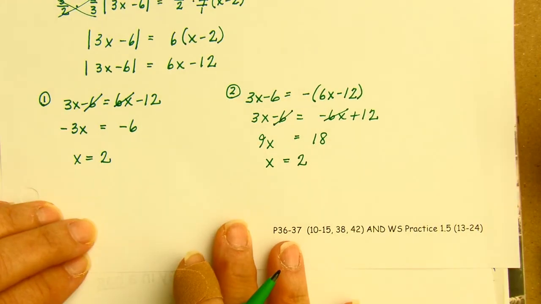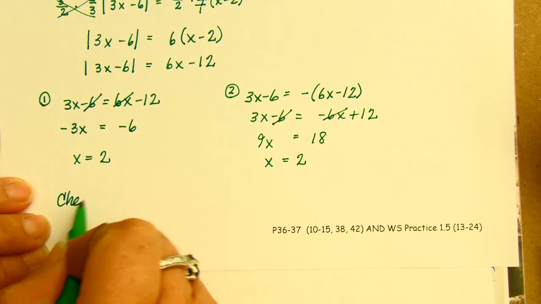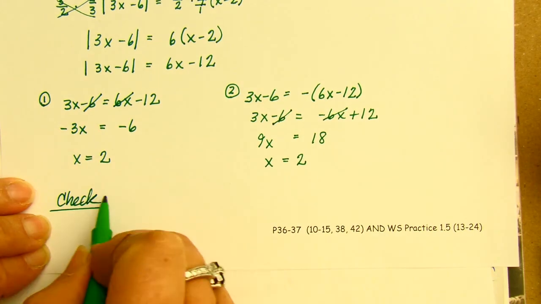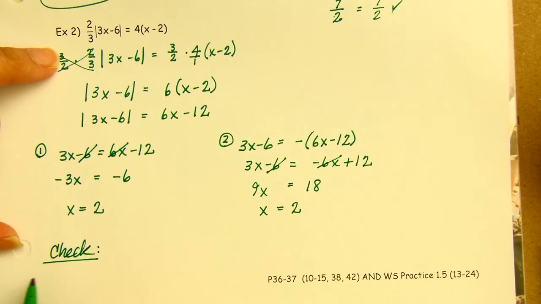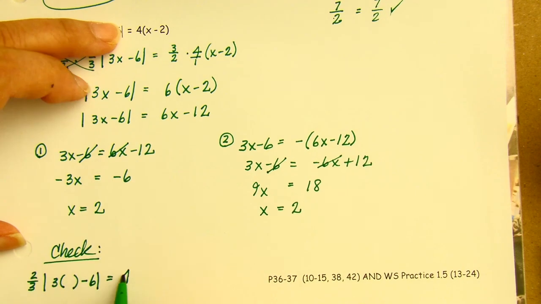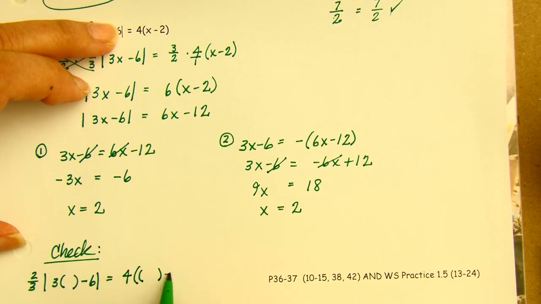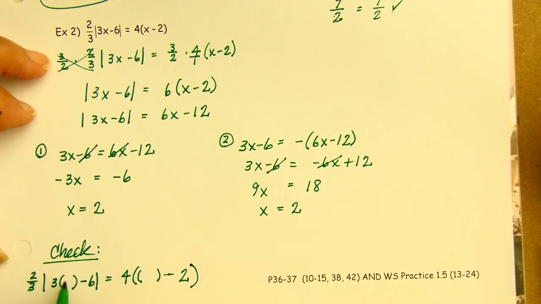Now I'm going to check it. Remember, you check in the original, and the original's way up here. So I've got 2 divided by 3 times the absolute value of 3, there's my space for x, subtract 6 equals 4, parenthesis, space for x, minus 2. Okay, my x value was 2.